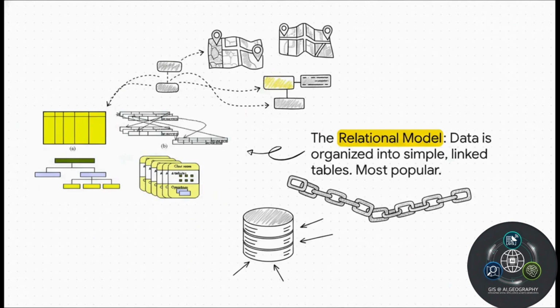But the one that really won out, the one that's pretty much everywhere today, is the relational model. It does away with all those complicated trees and webs. Instead, it just organizes data into simple two-dimensional tables, just like the one we saw a minute ago. The real magic is how you can link these simple tables together. It's incredibly flexible and super efficient. And that's why it's the foundation for almost every modern database you can think of.